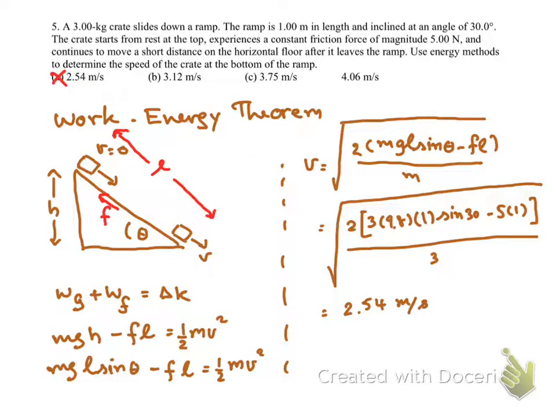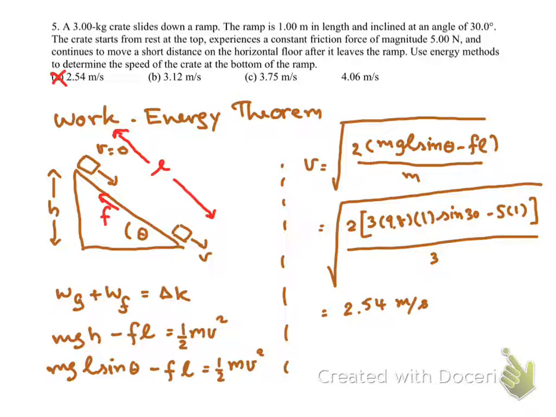Question number 5. A 3 kilogram cart slides down a ramp. The ramp is 1 meter in length and inclined at an angle of 30 degrees. The cart starts from rest at the top, experiences a constant friction force of magnitude 5 Newton, and continues to move a short distance on the horizontal floor after it leaves the ramp. Use energy methods to determine the speed of the cart at the bottom of the ramp.